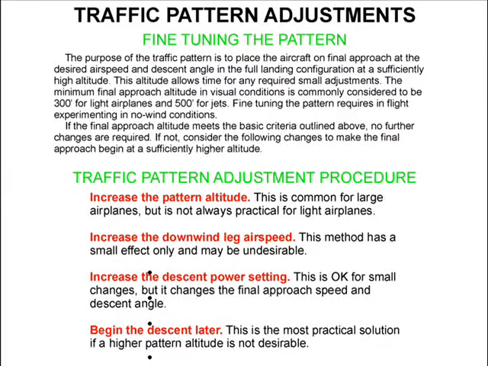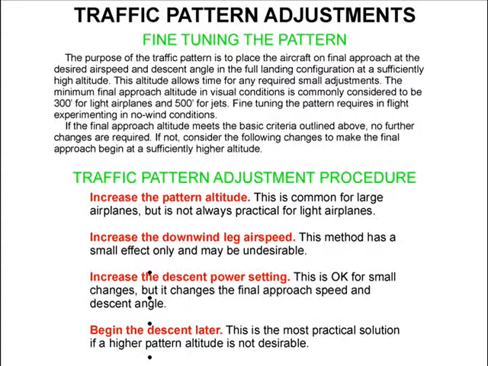The purpose of the traffic pattern is to place the aircraft on final approach at the desired airspeed and descent angle in the full landing configuration at a sufficiently high altitude. This altitude allows time for any required small adjustments. The minimum final approach altitude in visual conditions is commonly considered to be 300 feet for light airplanes and 500 feet for jets. Fine-tuning the pattern requires in-flight experimenting in no-wind conditions.